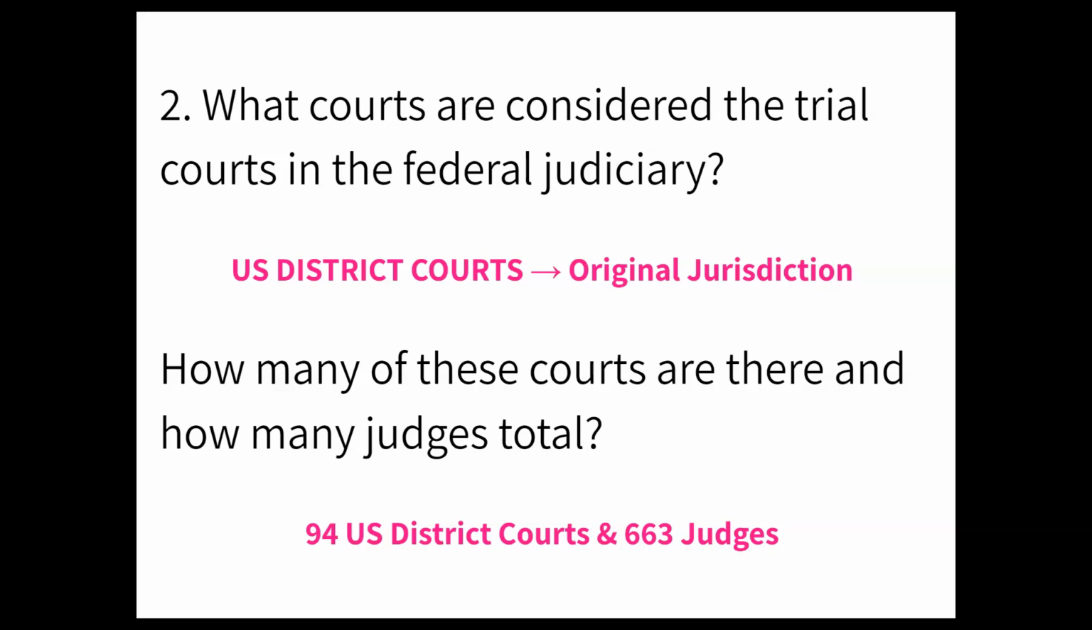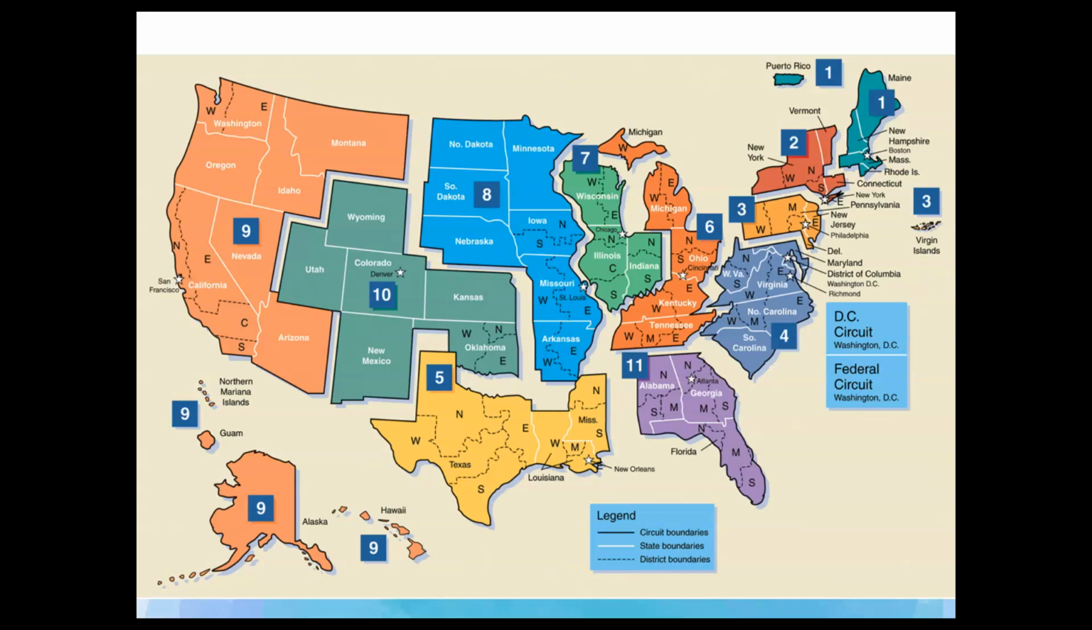We have 94 district courts in the United States and 663 judges. All judges at the U.S. district court level have been appointed by the president and confirmed by the Senate. In this map here, you can see the jurisdiction of district courts and also courts of appeals. District court boundaries do not cross state lines.